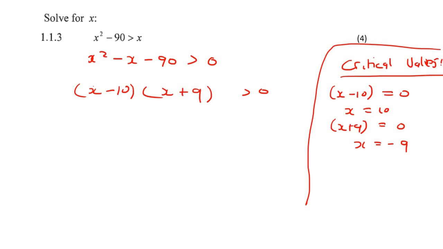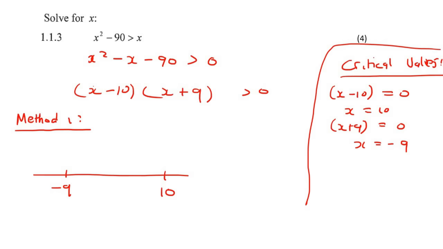Now there are two different ways that you could solve an inequality. I've shown two different ways over the years of my videos and over the years of teaching. And I'm going to show both of them to you guys now. So method number one is to do it like this. You're going to take a number line, and you're going to put those numbers on the number line in the correct order. So minus 9 would be more to the left and 10 would be more to the right.